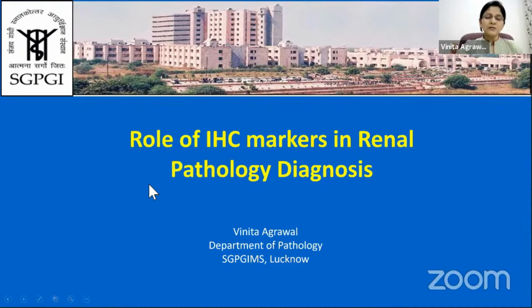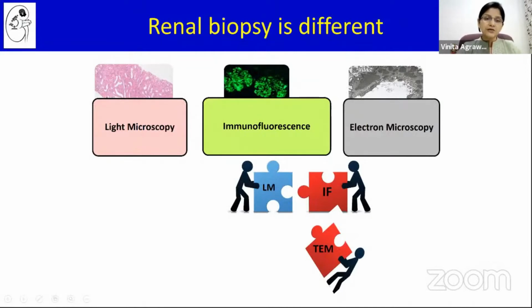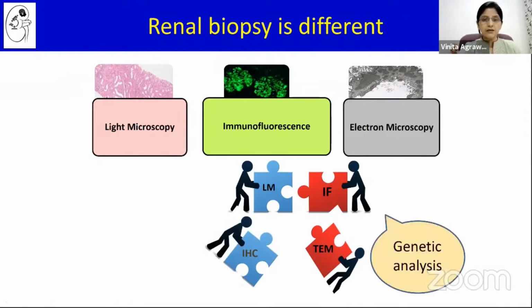Talking about the role of immunohistochemical markers in renal pathology diagnosis. You have already listened to Dr. Surya's session, with the wonderful talk where she talked about the interpretation of renal biopsies and immunofluorescence and electron microscopy. As renal pathologists, we know that the integration of light microscopy, immunofluorescence, and whenever available, electron microscopy is very important.